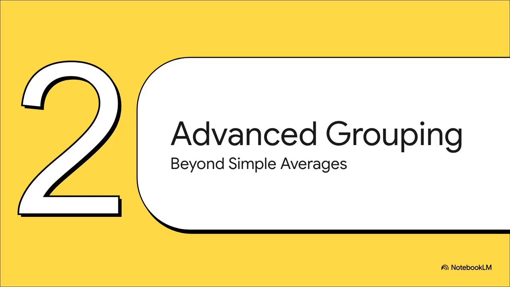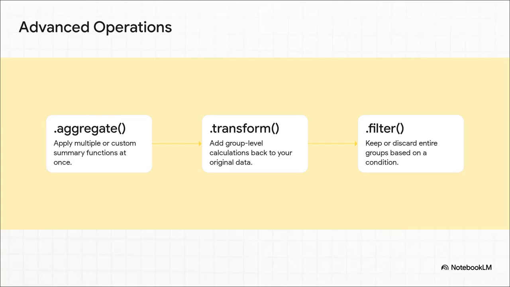Okay, so we're moving on to some more advanced grouping techniques now. We're going way beyond simple averages here. We've seen that .groupby is great for getting a quick mean, but honestly, that's just scratching the surface. The real power comes when you start using its more advanced features. So there are 3 key operations you've got to know. First, there's .aggregate, or .agg for short. This lets you apply a bunch of summary functions all at once. Then you have .transform, which is super cool because it adds group-level calculations back to your original data. And finally, there's .filter, which does exactly what it sounds like. It lets you keep or toss out entire groups based on some condition.